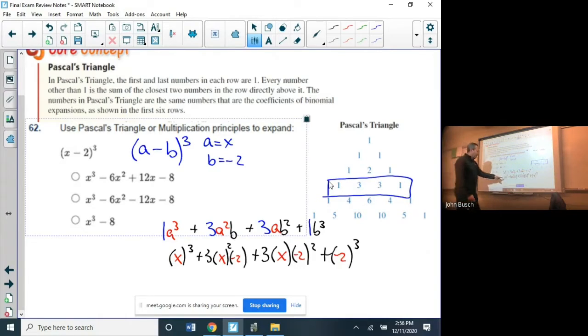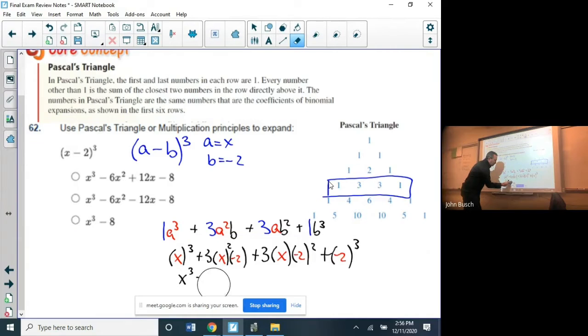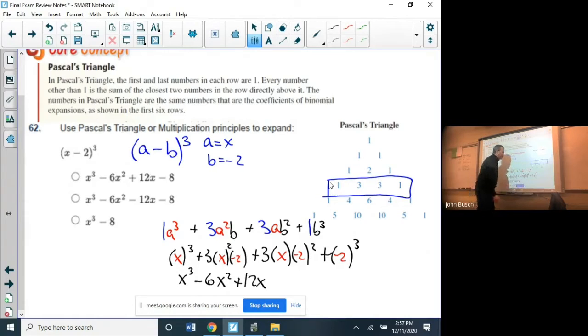So the answer is x cubed minus 6x squared, because 2 times 3 is 6, and then there's an x squared. See how it's negative 2? And then negative 2 is squared, so that's positive 4. So it's plus 12x. And then negative 2 is cubed, and that's negative 8, so minus 8. And there it is. Do you see that one up here? x cubed minus 6x squared plus 12x minus 8. So it's this one right there.